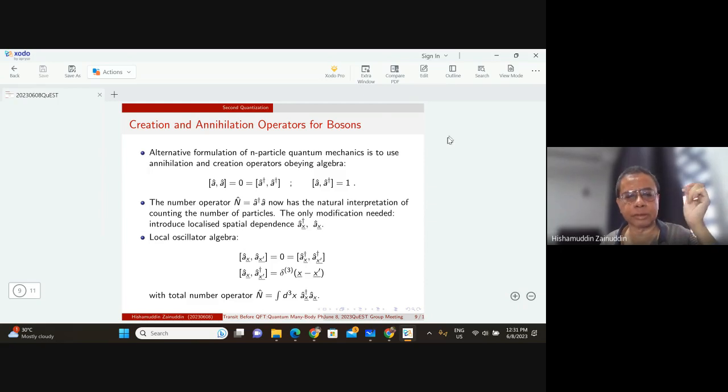This is where you need a different kind of formulation of quantum mechanics, and you probably have seen one formulation that involves the creation and annihilation operators. Here we assume that we can use this. So what's going to happen is that you have the creation and annihilation operators obeying this.